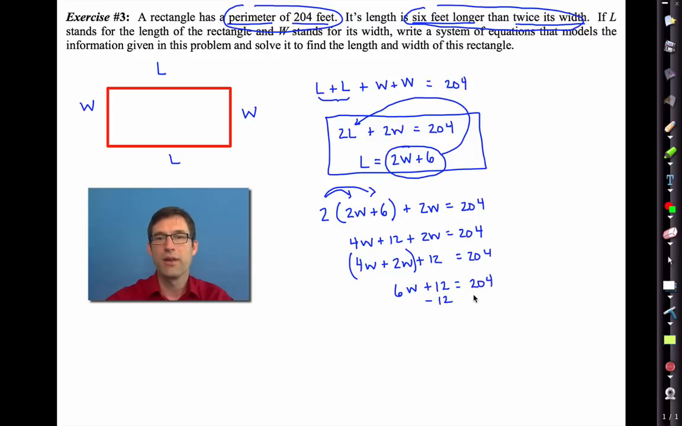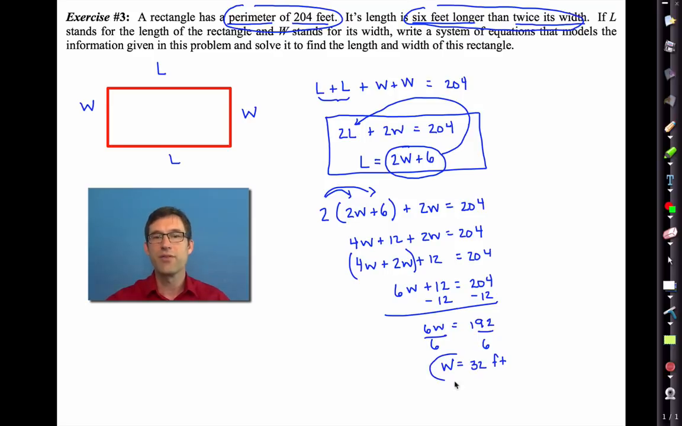The additive property allows me to add a negative 12 to both sides, gives me 6W is equal to 192, right? Divide both sides by 6, and W equals 32 feet. Great, the width is 32 feet. Seems reasonable, right? I mean, it's not negative, it's not bigger than the 204, so I think it sounds reasonable.